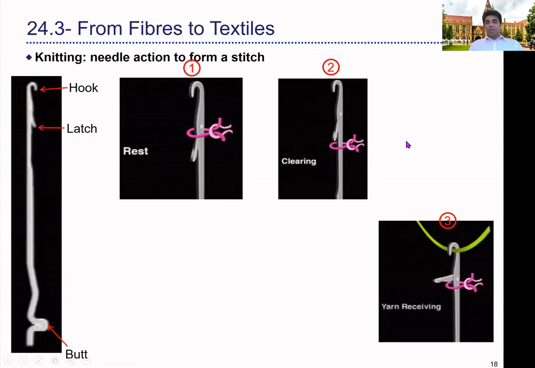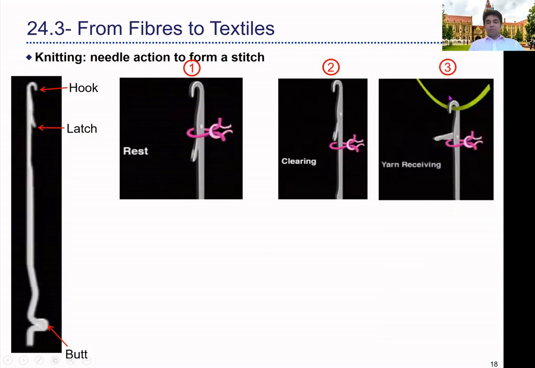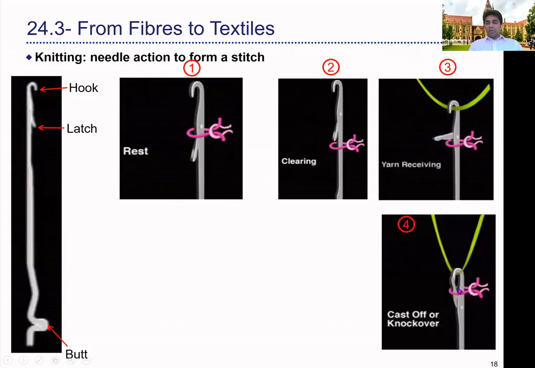Step three is now the yarn receiving. So then it will pick the next yarn. So then when it comes down automatically, this stitch will cause the latch to close here. Okay, in step number four, we can see that it has already been closed. Step three is known as yarn receiving, while step four is known as the cast off or knock over.